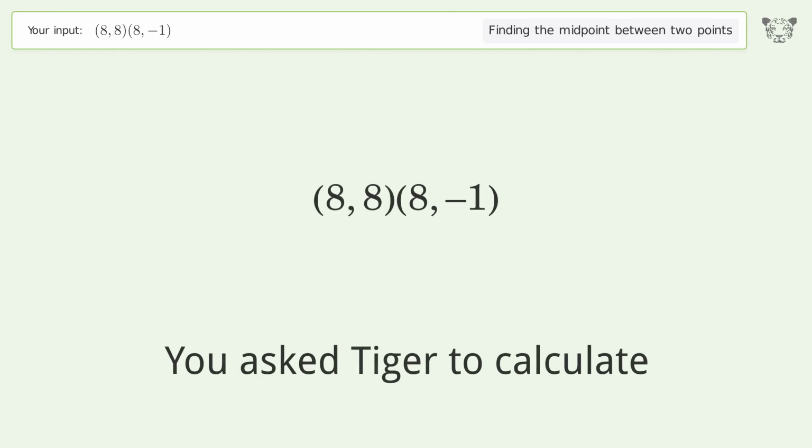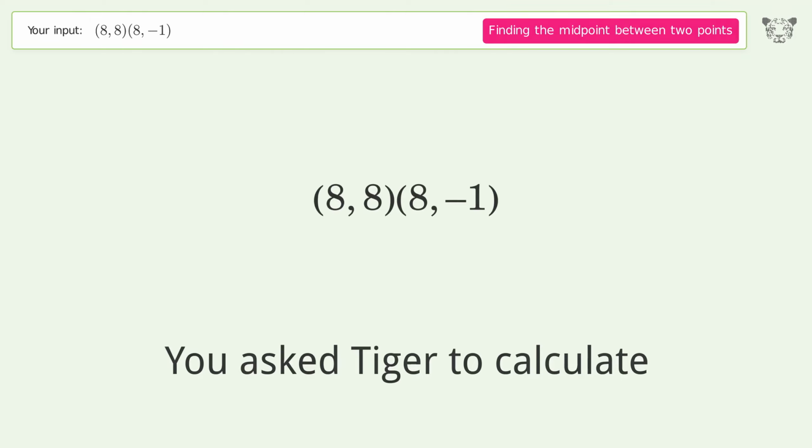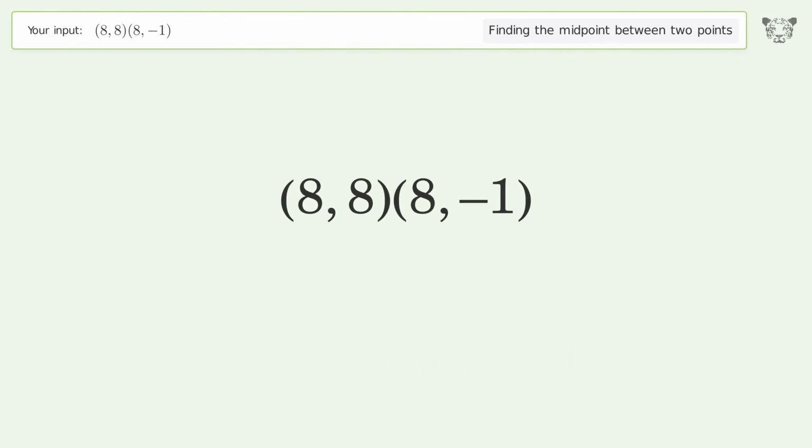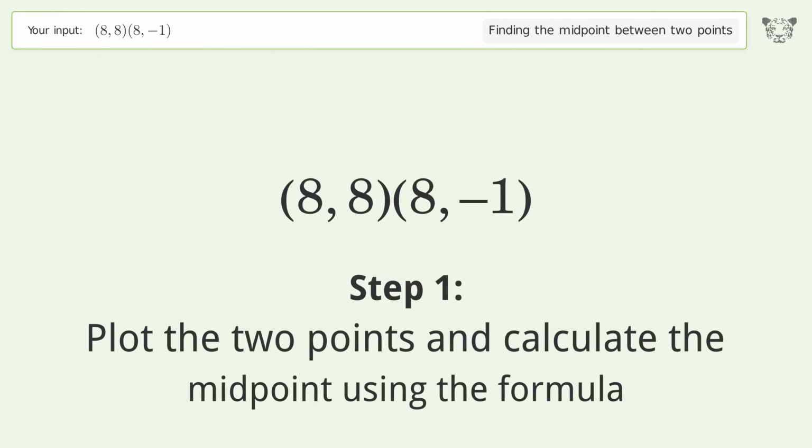You ask Tiger to calculate. This deals with finding the midpoint between 2 points. The midpoint between the 2 points is 8, 3.5. Let's solve it step by step. Plot the 2 points and calculate the midpoint using the formula.